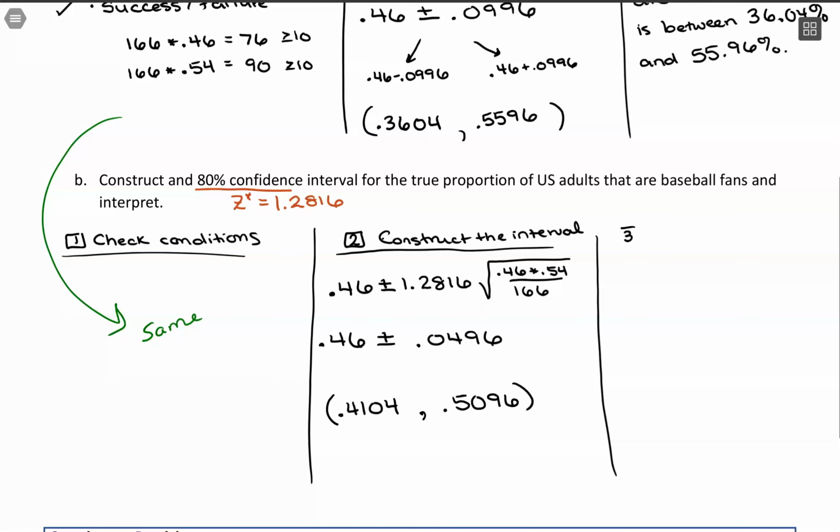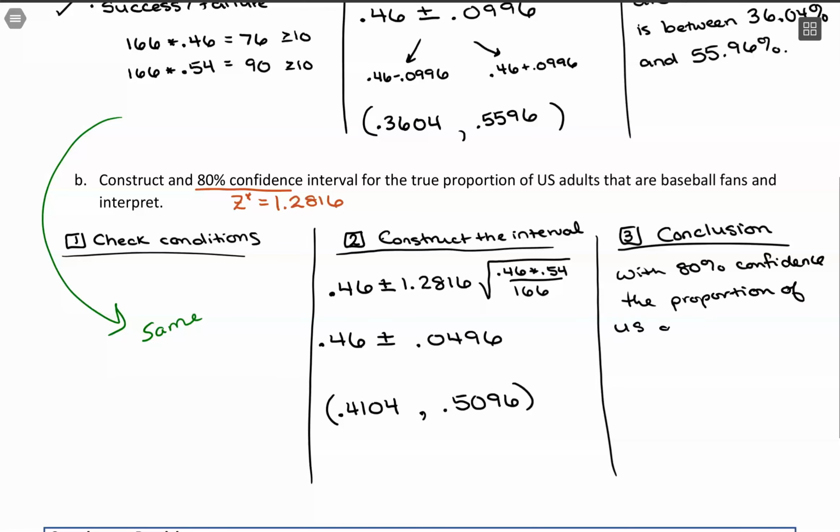So with that, I could write a similar sentence up above, but what's going to change is my confidence level and the interval. So with 80% confidence, the proportion of US adults that are baseball fans is between 41.04% and 50.96%.